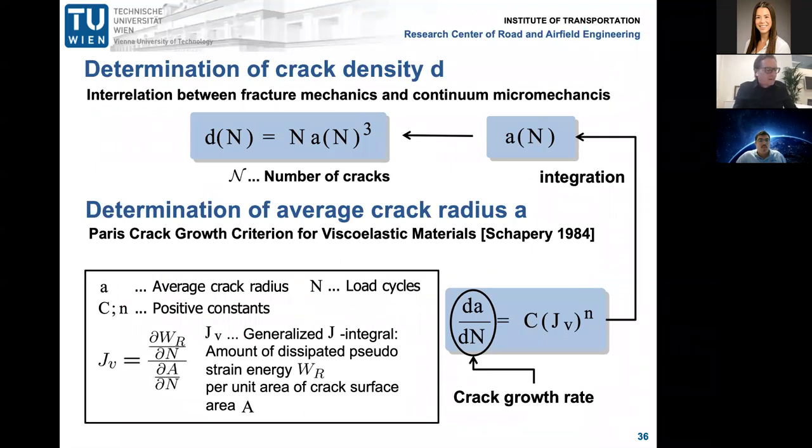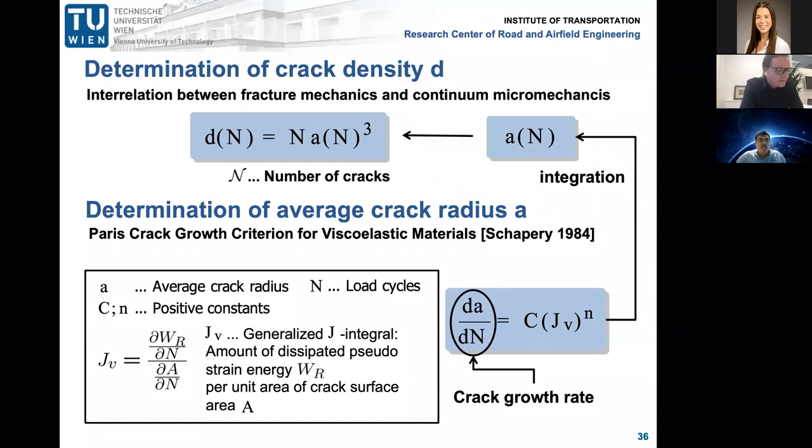And the evolution of the crack density D, serving as input parameter for the multiscale model at this mortar scale, is described by the increase of the crack radius a. You see it here. So the number of cracks is related to the increase of the crack radius a. Hereby, a crack growth criterion for viscoelastic materials according to Schapery is used, written down here, the law of Schapery, which is itself based on Paris' law. If you have already attended some classes in fracture mechanics, you should have heard about it.